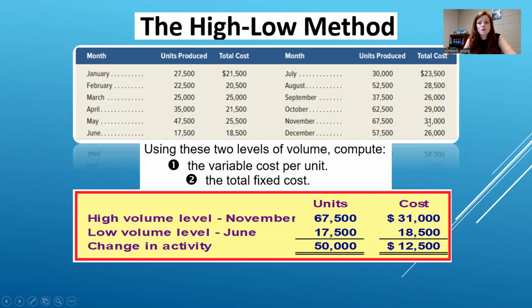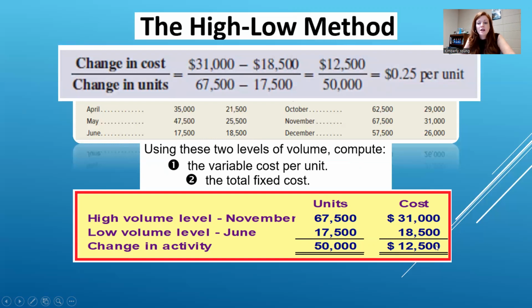Then we find the cost that is associated with those. In November, the cost to produce the 67,500 was $31,000. We're going to fill that in down here for the cost for the highest month. Then in June, when they produced 17,500, it cost them $18,500. So the difference would be $12,500. So remember, we have our 50,000 extra units that were made in November compared to June, which cost an extra $12,500. That tells us that extra $12,500 must have been related to variable cost.